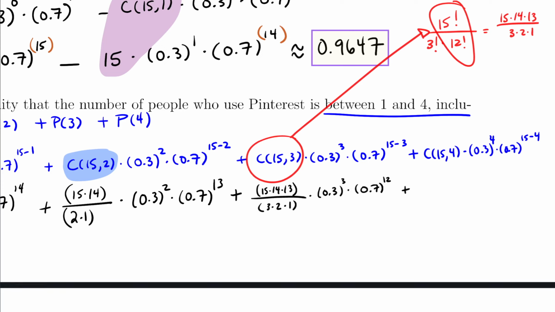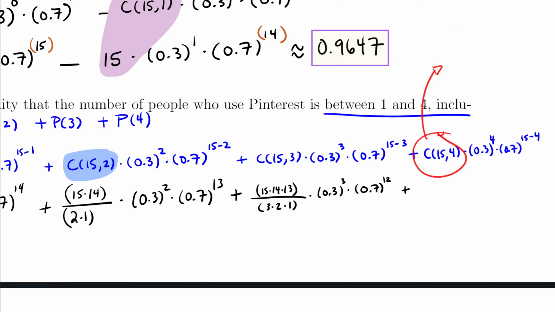And then again, we haven't found the combination of 15, 4 already, so we will have to calculate that again from scratch as well. And that is 15 factorial over 4 factorial times 15 minus 4, which is 11 factorial. Now I know the 15 factorial over 11 factorial cancels, so we have 15 times 14 times 13 times 12 on the top, and then the 4 factorial from before. Okay, so that's what replaces this term.